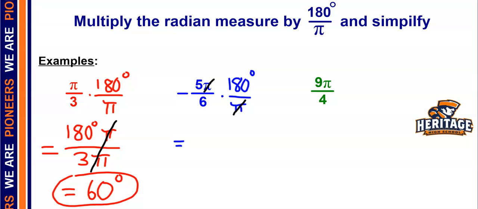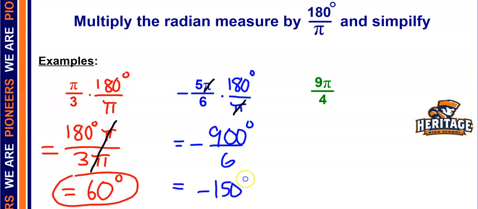So this is now going to be a negative fraction. And we say, alright, what's 180 times 5? It's 900, which makes the degrees. On the bottom is 6. And then now you just simply reduce it. It's perfectly divisible, which means that 900 divided by 6 is going to be negative 150 degrees. Because remember, the final answer is still negative.